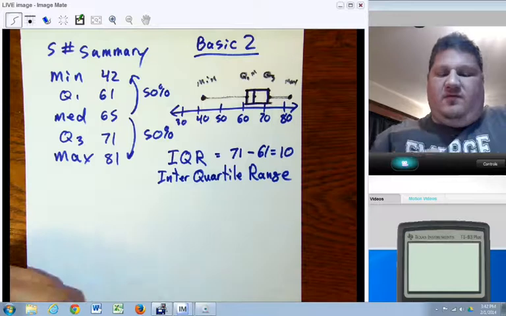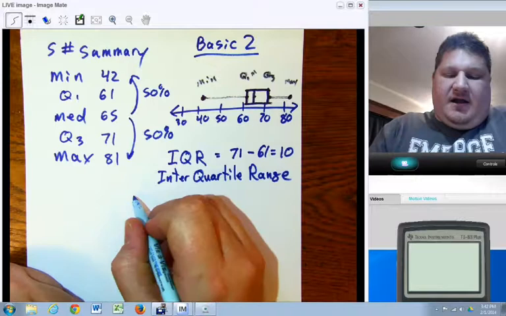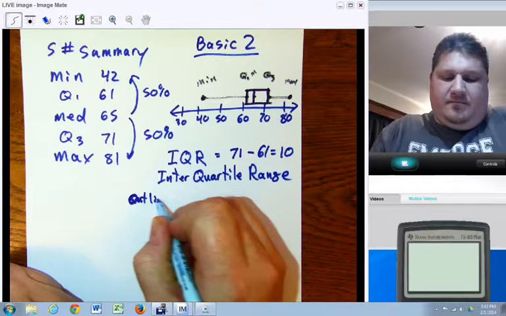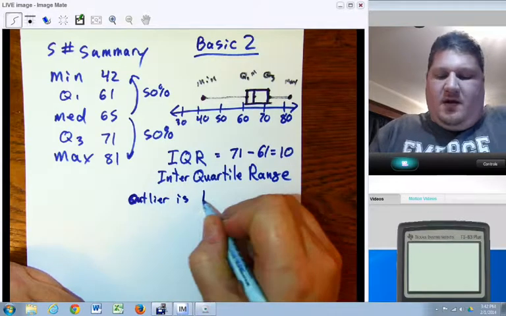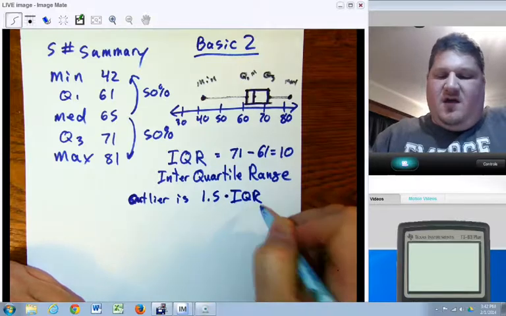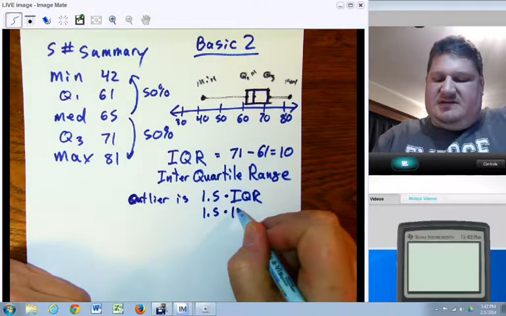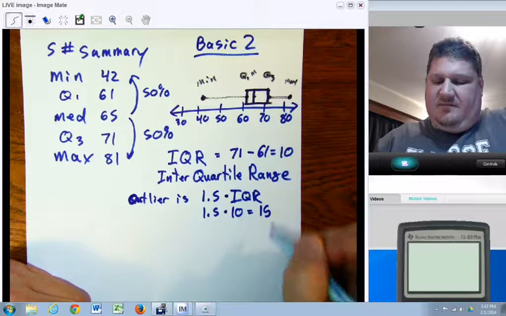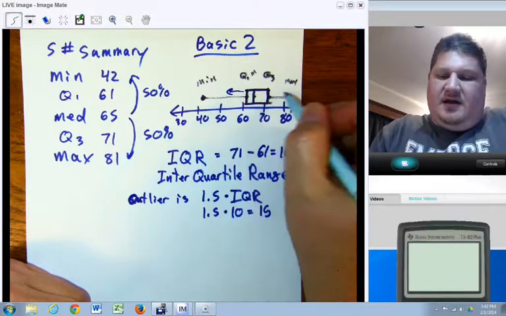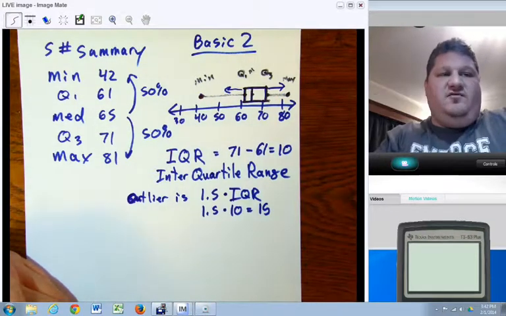One of the ways we use the IQR is to determine what qualifies as an outlier. An outlier is 1.5 times the IQR from either Q1 or Q3. So in our case, 1.5 times 10 equals 15. So if I have something that is 15 beyond here, or 15 beyond there, it's just too far out.